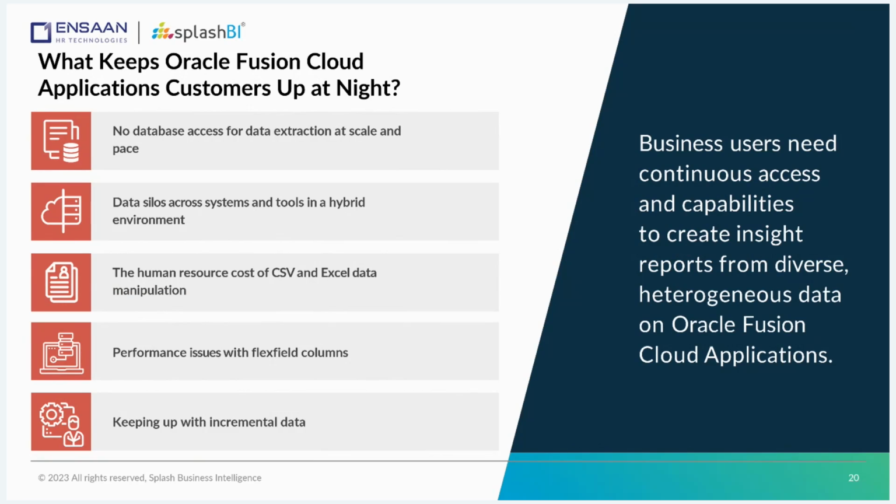Because what I also want to ensure is that the load on my Fusion pod is less, especially during the month end as well as the quarter end periods. So these are the different key challenges, as you can see on the screen. No database access for data extraction, data silos across systems and tools in a very hybrid environment, and the human resource cost of extracting the data through Excel or CSV and then manipulating it is huge. And then there are performance issues with flex field columns. So if you've done any customizations, if you've got data stored in your flex fields, how do I extract that particular data? And then keeping up with those incremental changes as well.